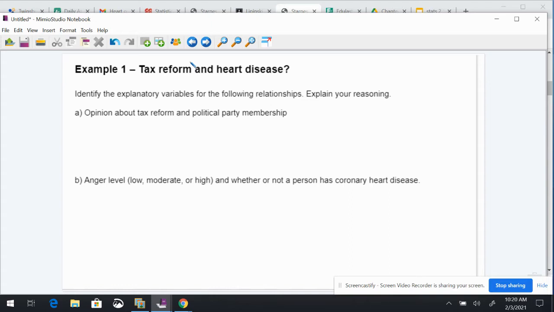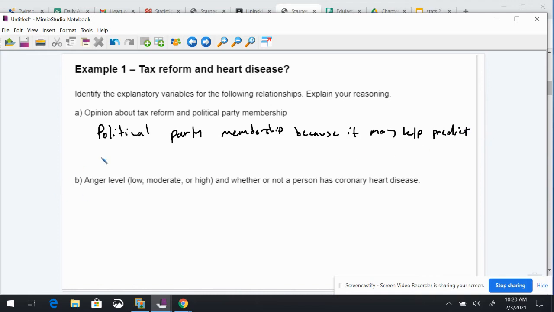So the opinion about tax reform and political party. So we could say political party membership. Okay, so explain which one of these is explanatory variable. The political party membership, because it may help predict a person's opinion about tax reform. So we would say political party membership, because it may help predict a person's opinion on tax reform.